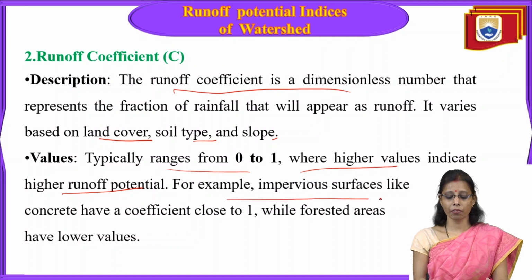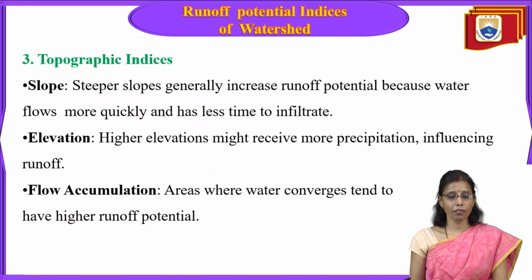For example, impervious surfaces like concrete have a coefficient close to 1, while forested areas have lower values. Now, topographic indices. So what are topographic indices?